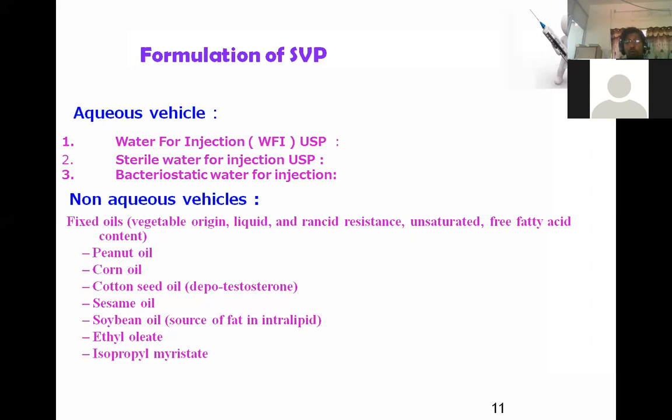Then coming to non-aqueous vehicles, commonly they are used when the drug is not suitable to be given with water, maybe hydrophobic drugs, or readily oxidizing drugs, or some drugs whose stability is less. We generally use non-aqueous vehicles. There are a lot of vegetable oils here: peanut oil, corn oil, cottonseed oil, sesame oil, right? Then soybean oil. Sometimes you can use ethyl oleate and isopropyl myristate. All these fall under non-aqueous vehicles.